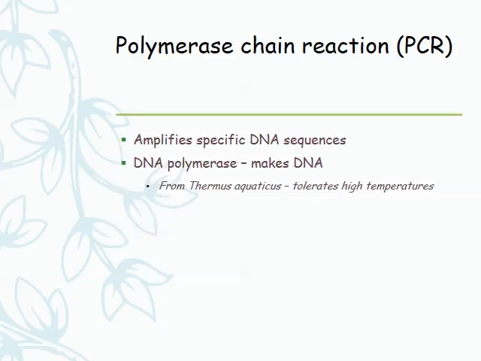Polymerase chain reaction, or PCR, is used in DNA fingerprinting. What it does is it amplifies specific DNA sequences. This utilizes the enzyme DNA polymerase, which is used in the synthesis or replication of DNA. It's extracted from Thermus aquaticus, a water bacteria that can tolerate high temperature.